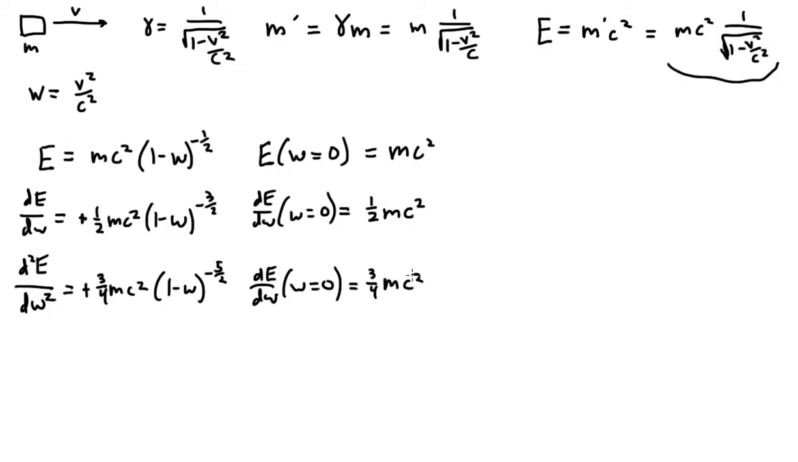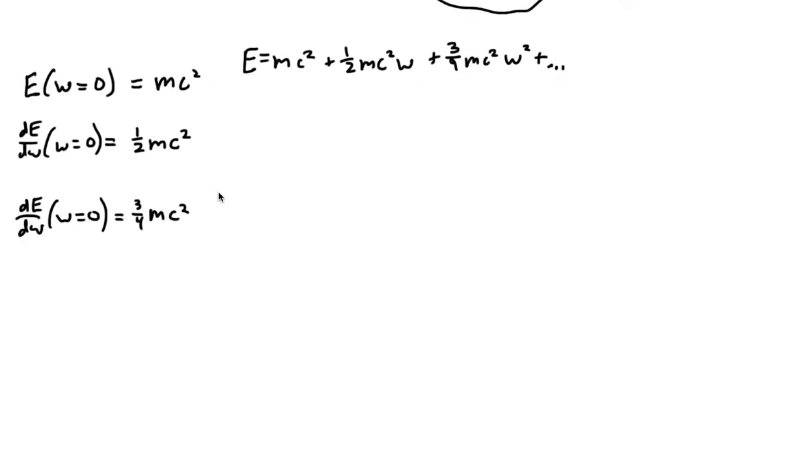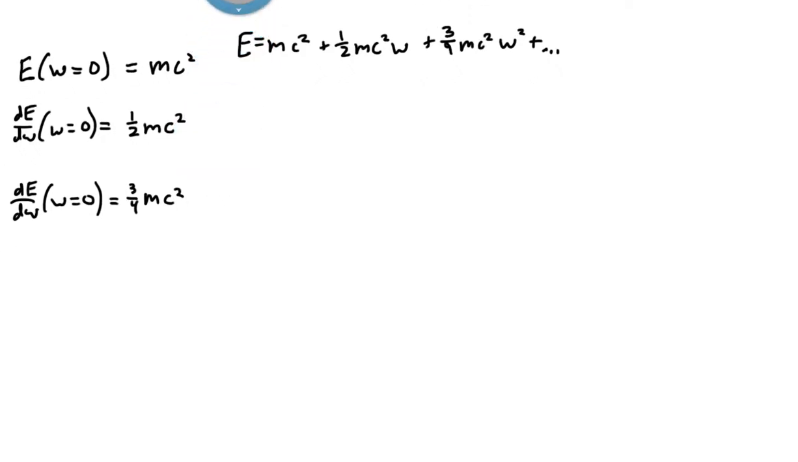So now what do we get for E when we build up the Taylor series? We get E equals mc squared plus 1/2 mc squared w plus 3/4 mc squared w squared plus some terms that are higher order in w.